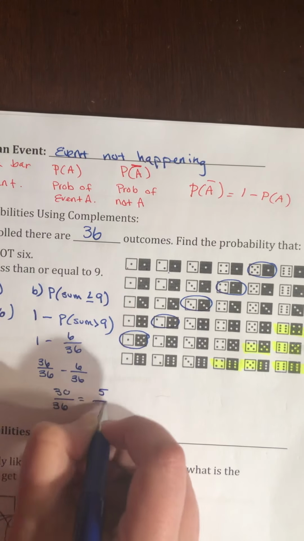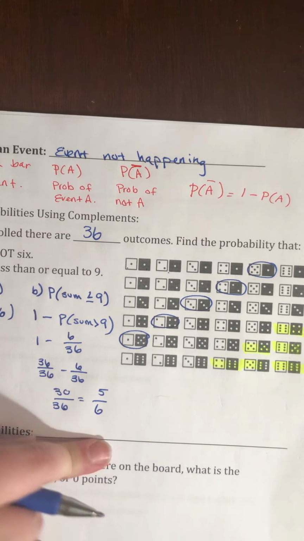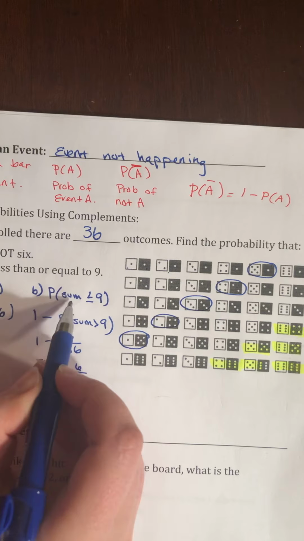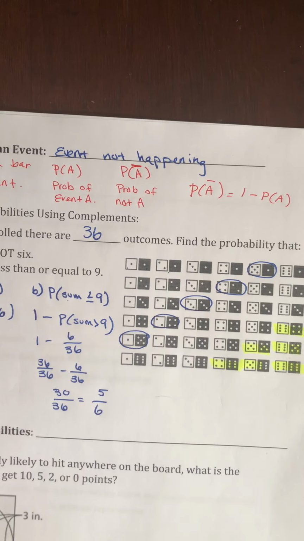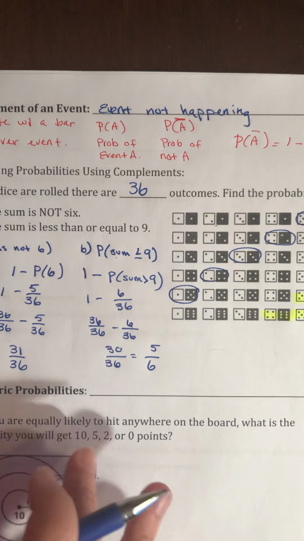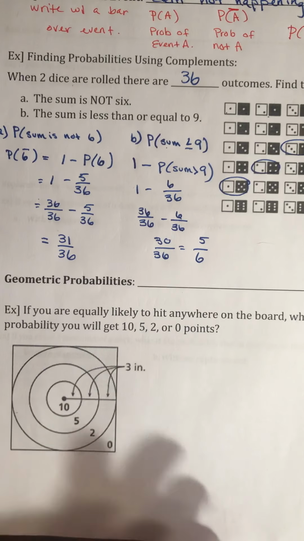So there's a 5/6 chance, a pretty likely chance, that your sum is going to be less than or equal to 9. We can also use probabilities for geometry, especially in area.